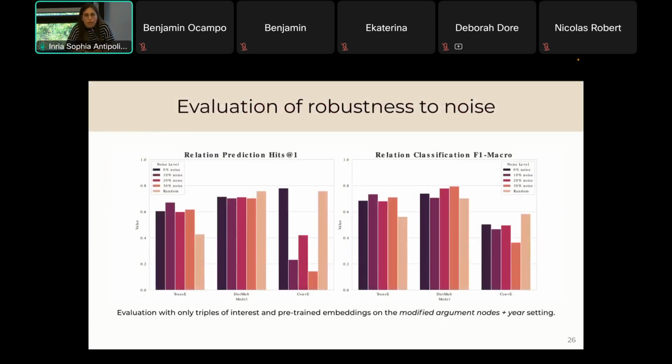So first of all, the evaluation of robustness to noise. We can see that the Conv model is not very good when noise is inserted into the dataset. By inserting noise into the dataset, I mean that erroneous triples were inserted in the dataset, which the model didn't know about. We can also see that TransE and DistMult models behave better and still have an acceptable performance when increasing the noise. In particular, DistMult is slightly better than the TransE model.